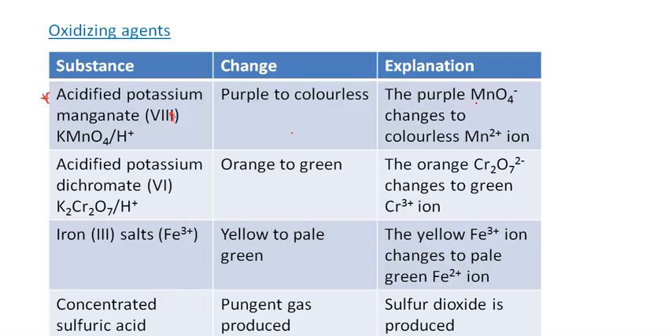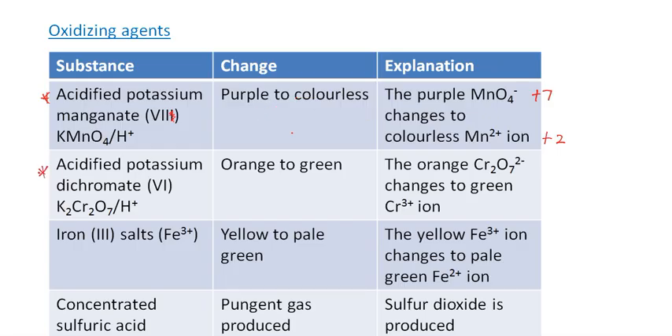The MnO4- ion changes from oxidation state +7 to Mn2+. So it goes from oxidation state +7 to +2. The +7 oxidation state is purple and the +2 oxidation state is colorless. So that is why we are getting a purple to colorless color change.